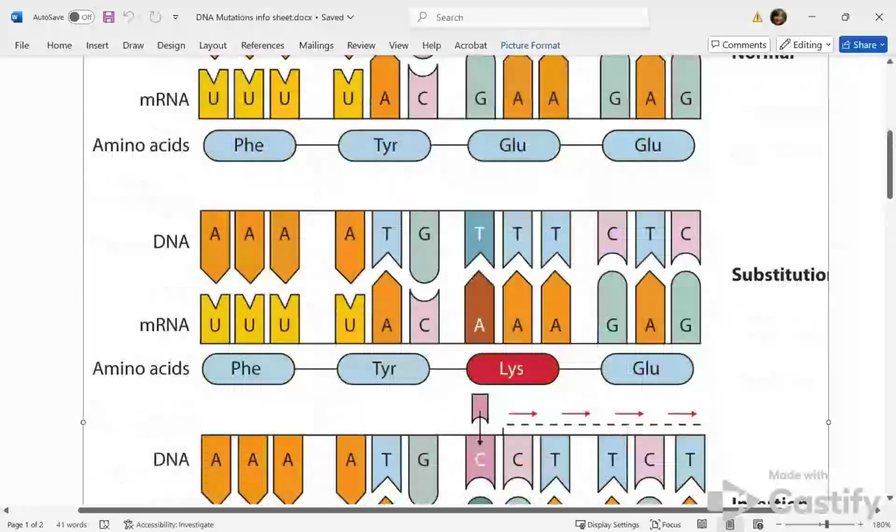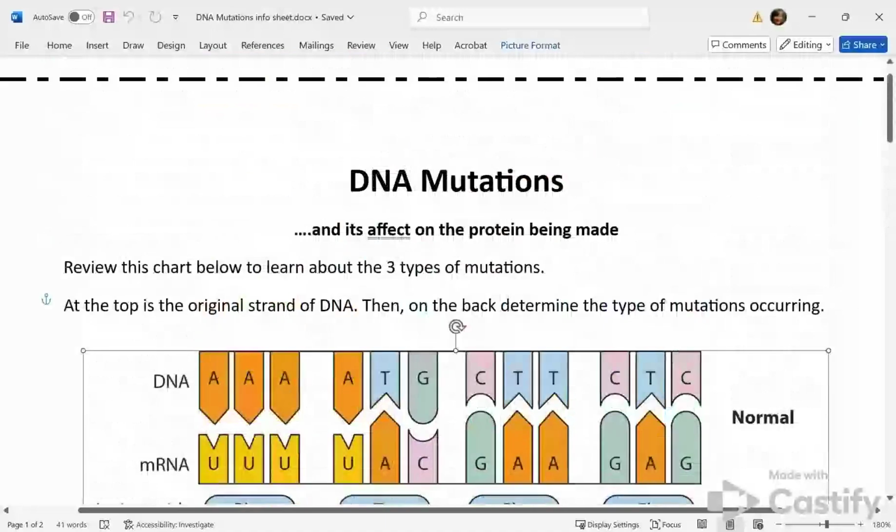Hello everyone. All right, I'm recording this quick video to go over mutations. I couldn't really find a decent video that I liked, and I also know that you all have the same sheet.